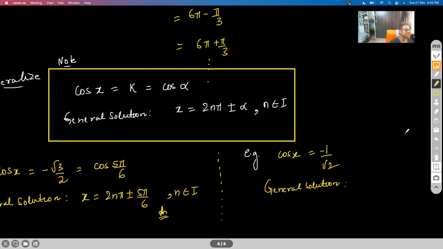Very good. Very good. Satyaji, Satyam, Slok. Anybody else? Harshita. Very good.